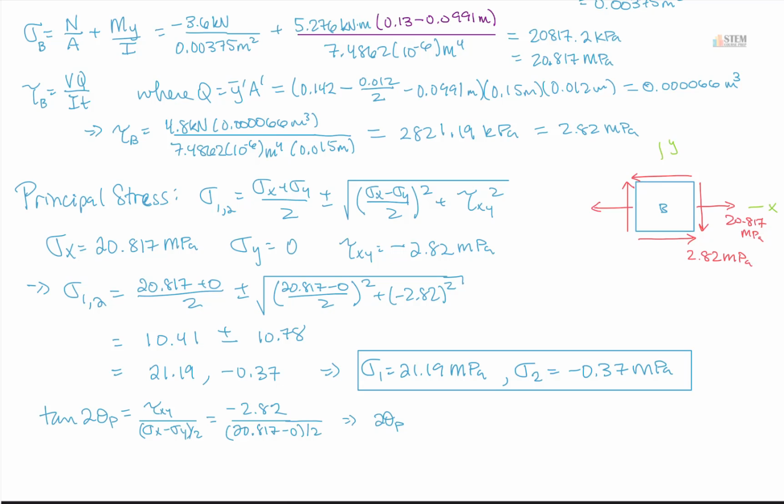What we get, though, is going to be 2 theta p. So let's do the arc tangent, see what we get. So what we get here is that 2 theta p is the arc tangent of negative 0.2709. So that means 2 theta p is going to be negative 15.16 degrees. And if I want just theta p, we just divide by 2. And what is that? Let's see, negative 7.58 degrees. All right, so that is going to be theta p. So now we got that angle. So let's see which stress that goes with, because right now I don't really know.